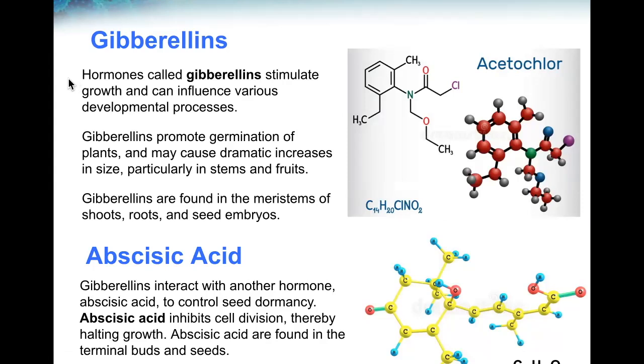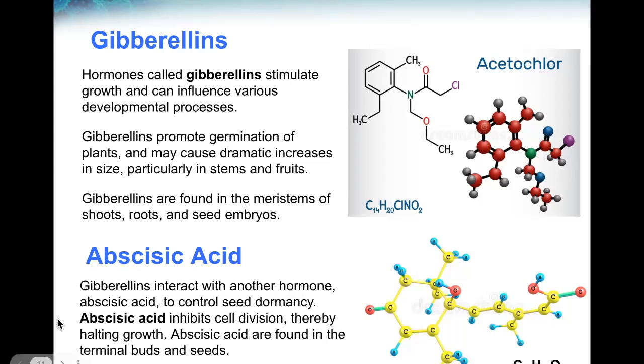Hormones called gibberellins stimulate growth and can influence various development processes. Gibberellins promote germination of plants and may cause dramatic increases in size, particularly in stems and fruits. Gibberellins are found in the meristems of shoots, roots, and seed embryos. Gibberellins interact with another hormone, abscisic acid, that controls seed dormancy.